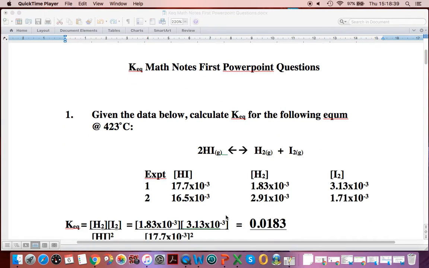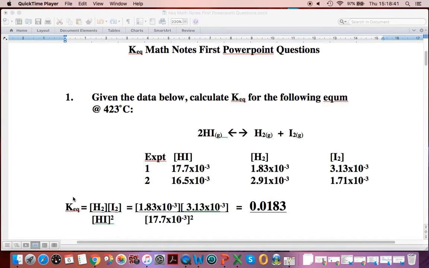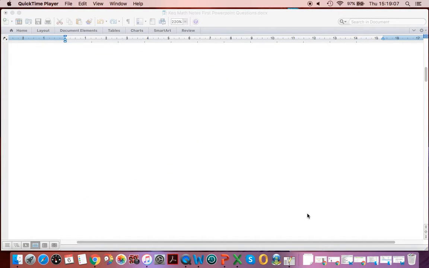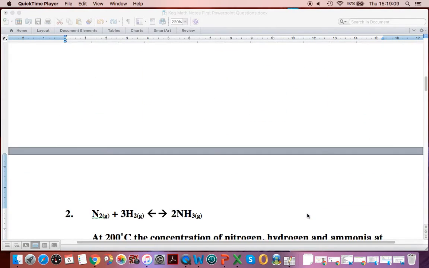So first thing is we write out our KQ expression, and then we say, oh, there's the HI. So that number is going to have to go in for the HI. We're going to have to square it. There's the H2, and it's going to go in there. And there's the I2, and it's going to go in here. So once we've done that, we go boom times boom divided by bam. Make sure you square it. And we get 0.0183. Hopefully my calculator is working. Always double check. You never know what I'm doing.